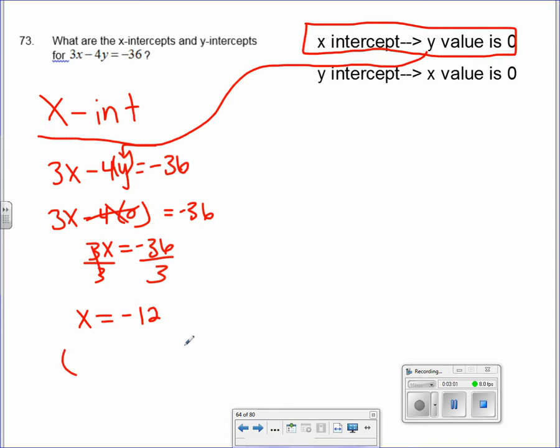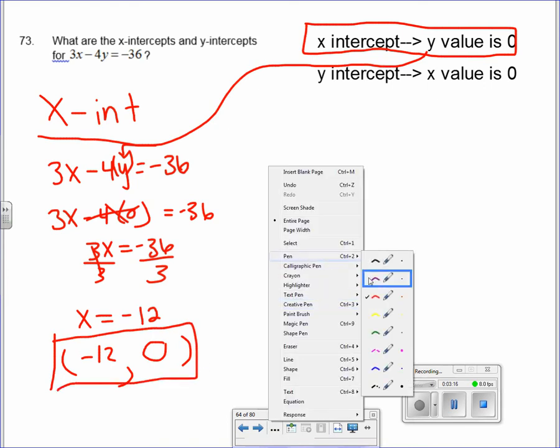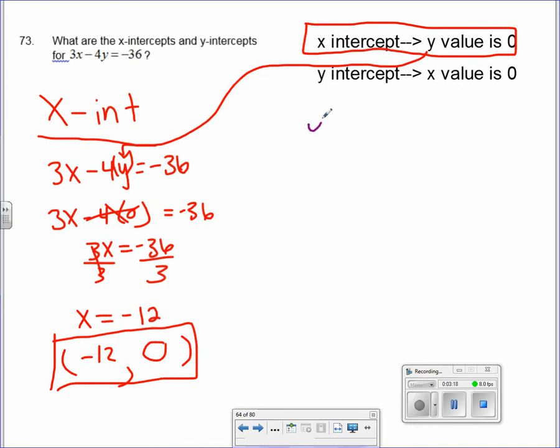And to write our x-intercept as a coordinate, we know that the y value is always going to be 0, and the x value here is -12. So there is my x-intercept. Now let's use the same process for the y-intercept.